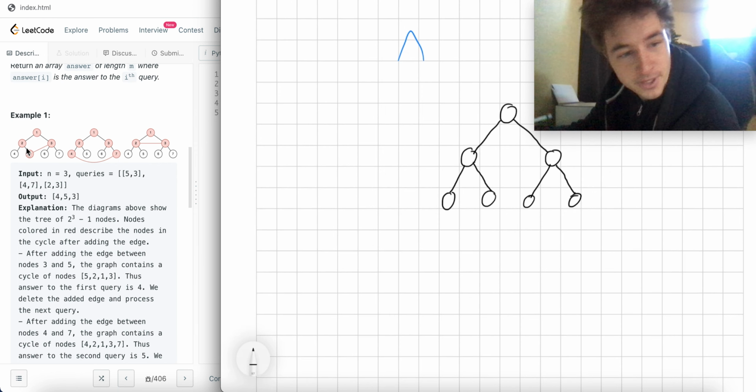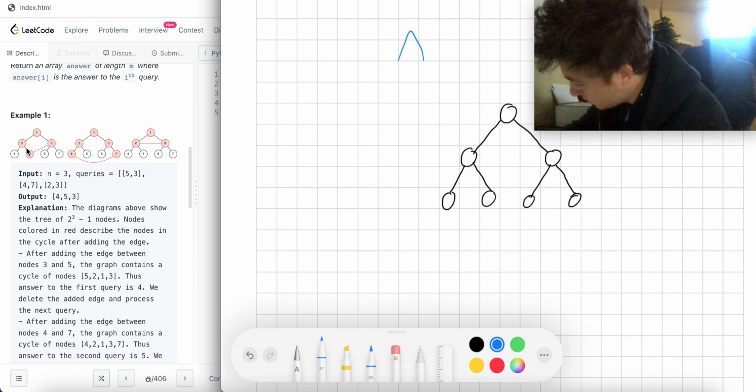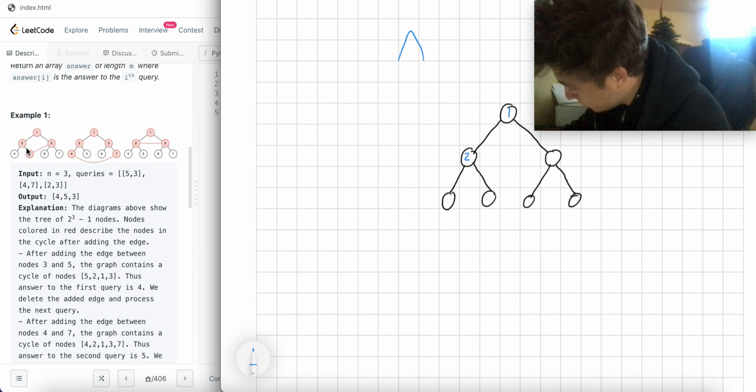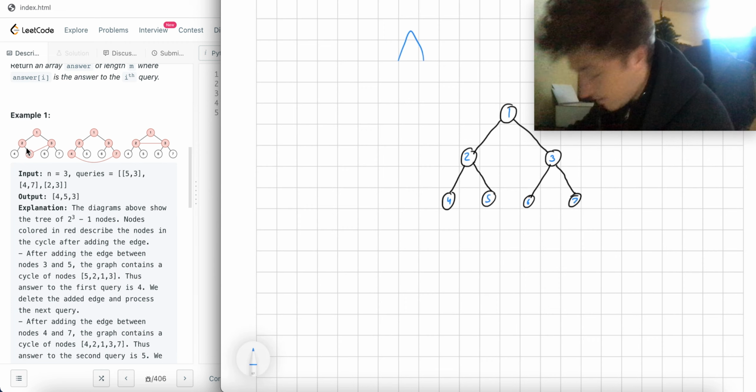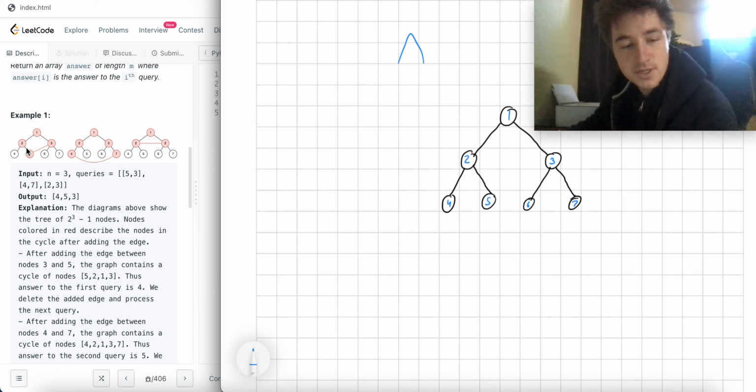Okay, so we have this system here. So then let's label these nodes. So we have 1, 2, 3, 4, 5, 6, and 7. Made those really small because I'm an idiot.